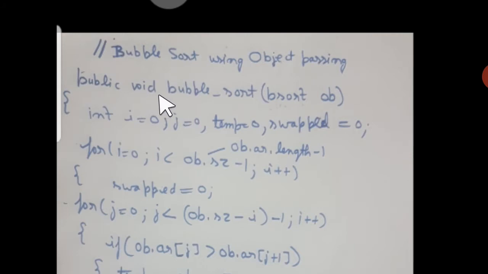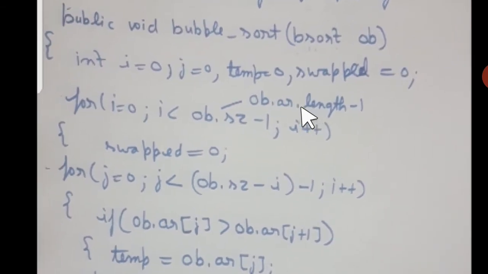It's returning nothing, so void. Public is there, so it is publicly accessible, the public access specifier. Name of the function is bubble underscore sort. So public void bubble underscore sort. Bubble underscore sort is the name, and this is the parameter. Now we have to sort the array, right? That is ar. We have already declared that, but it is available in ob. So wherever we use ar, students, we have to write ob.ar.